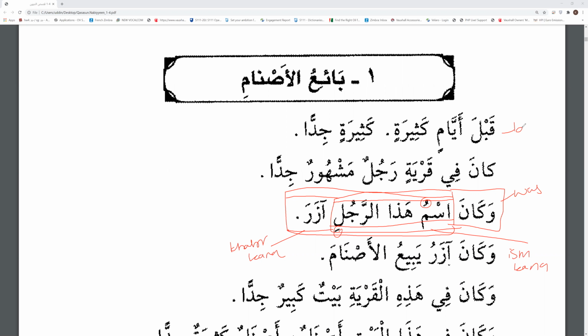A long time ago, so many, that qabla ayyam in the translation I gave you earlier. So qabla ayyam, before many days, very many. A famous man was in a village, and this man's name, or the name of this man, was Azar. You guys have just translated a paragraph in Arabic. Did you get it? You guys have translated it.